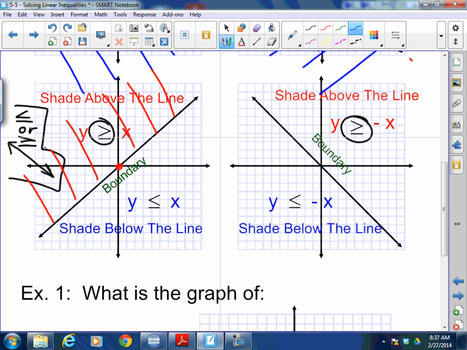Okay? If I have y is less than or equal to x, I'm going to shade below it. Find the y-intercept and shade below it. Okay?